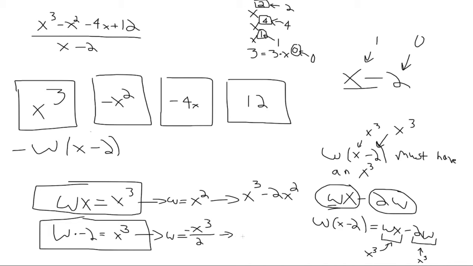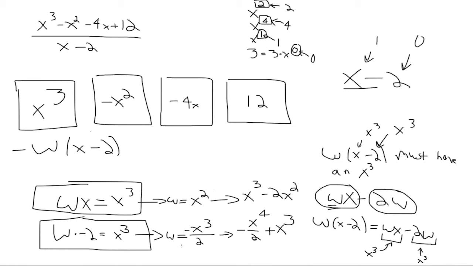Now what is that going to mean? Well, that means the full binomial is going to end up being minus x to the 4th divided by 2 plus x cubed.